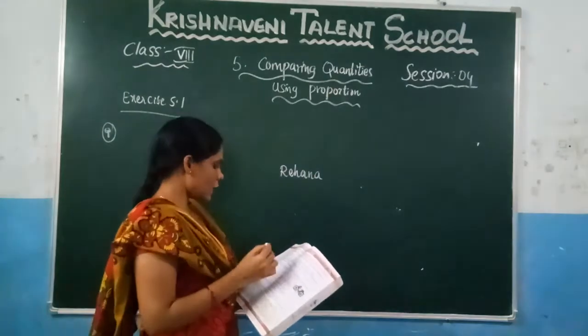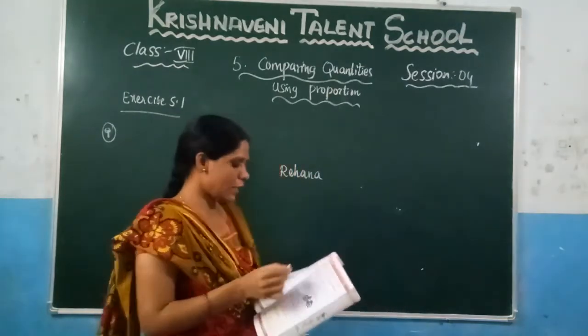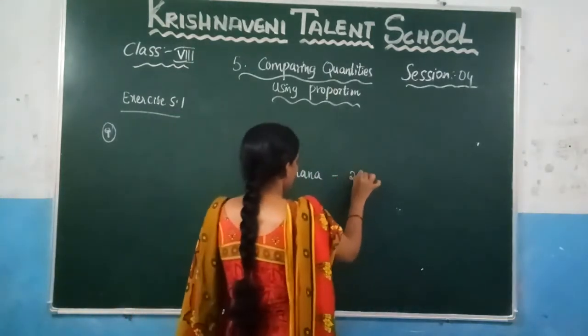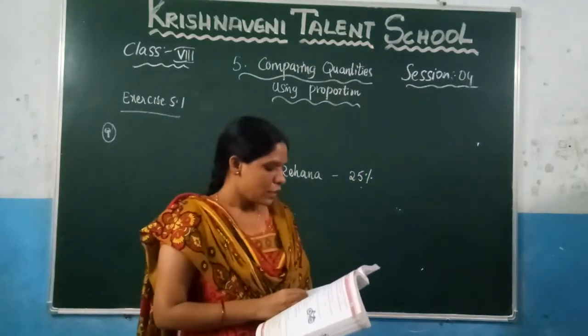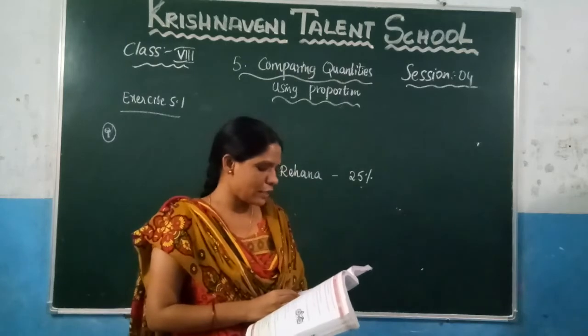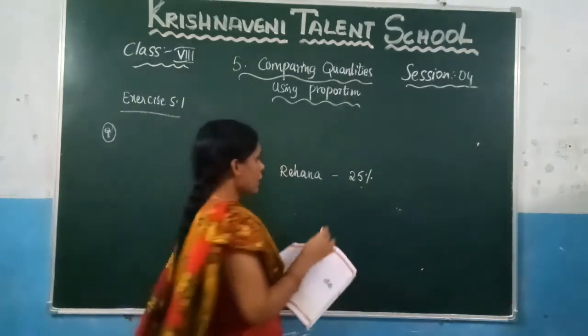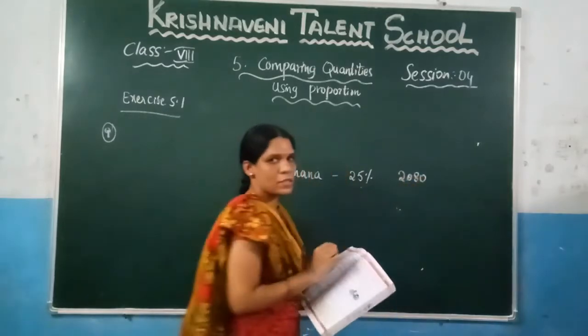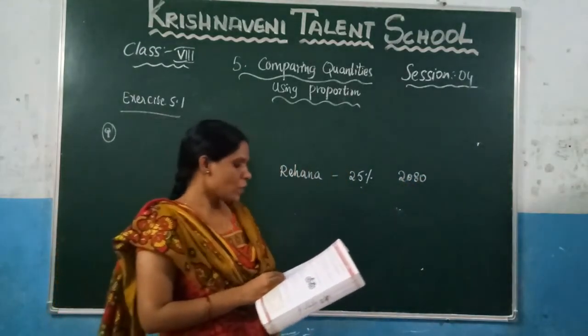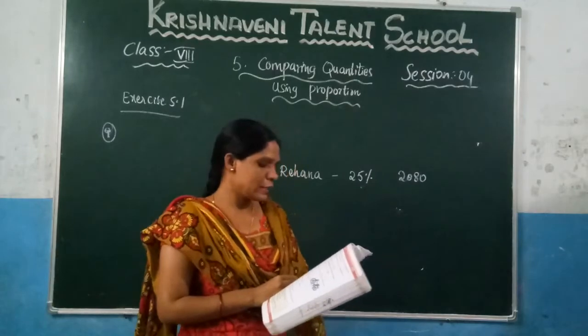Rehana and Rajendra are there. Rehana receives how much percentage? 25% of the amount in every month. Now, Rehana receives 2080 in a particular month, and every month he is getting an amount of 2080 rupees. Now here you need to find what is the total profit in that month.